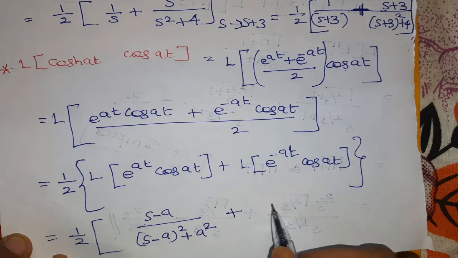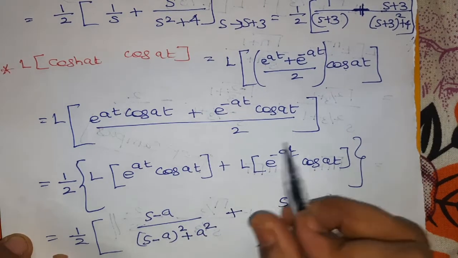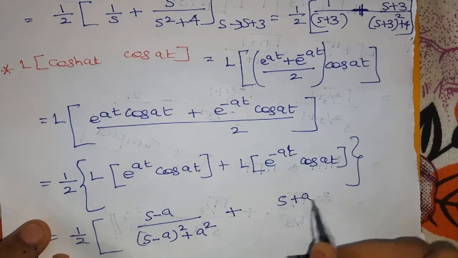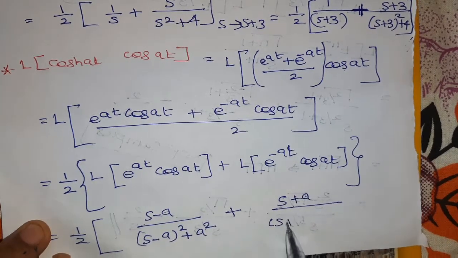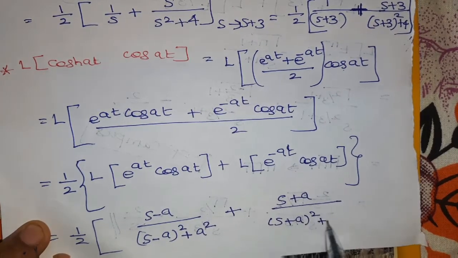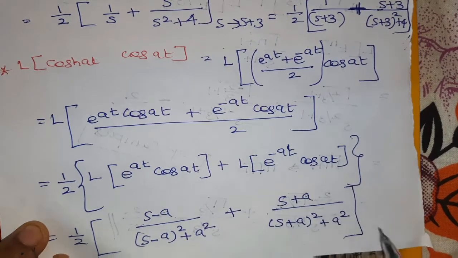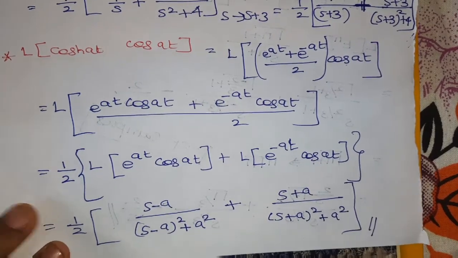Similarly, here e multiplied by e power minus at. So replace s with s plus a here: s plus a divided by (s plus a) the whole squared plus a squared. This is the answer for this problem.